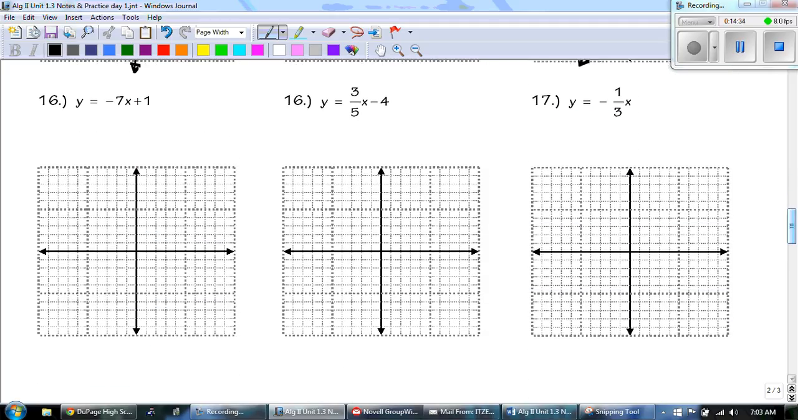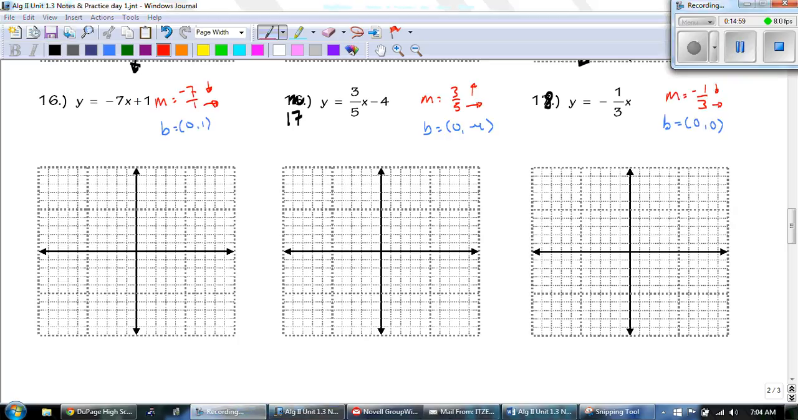All right, 16. This should be 17 and 18 are on your own. Okay, pause that video. Good luck. Okay, there's a little hint on your slopes and y-intercepts if you haven't done it yet. Okay, I'll be back in a sec. Okay, and there are the lines.